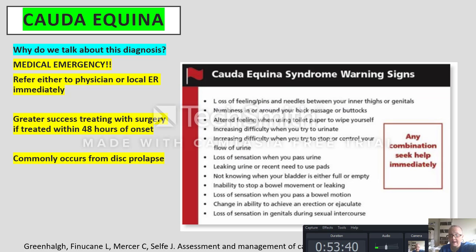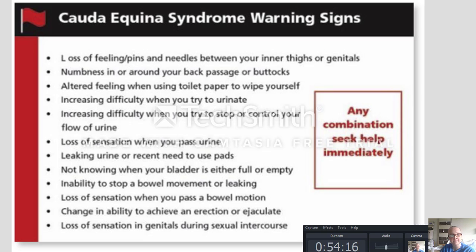Not knowing when your bladder is full or empty. Inability to stop a bowel movement or leaking. Loss of sensation when you pass a bowel motion. Change in ability to achieve an erection or ejaculate. Loss of sensation in genitals during sexual intercourse. And there is a big picture of that.